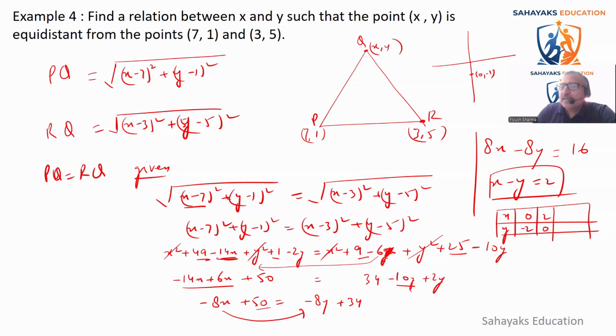I'm not making it to scale, just for your knowledge. I'm just making it 0 comma minus 2. This is the point. And the other point comes as 2, 0. So this is 2, 0. It will lie on the x-axis. So this is the line. So what does it mean? That every point on that line will satisfy the condition that every point on this line is equidistant from point P and point R. Every point on that line will be equidistant from that thing.